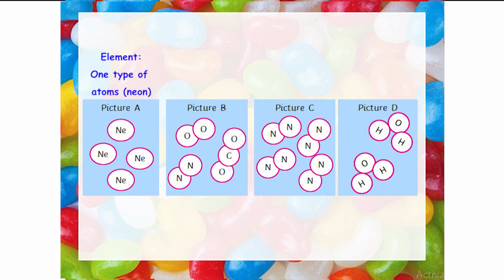Are these particles chemically combined? No, there's no chemical bonds joining O2 to CO2 to N2. And then the second picture represents a mixture.